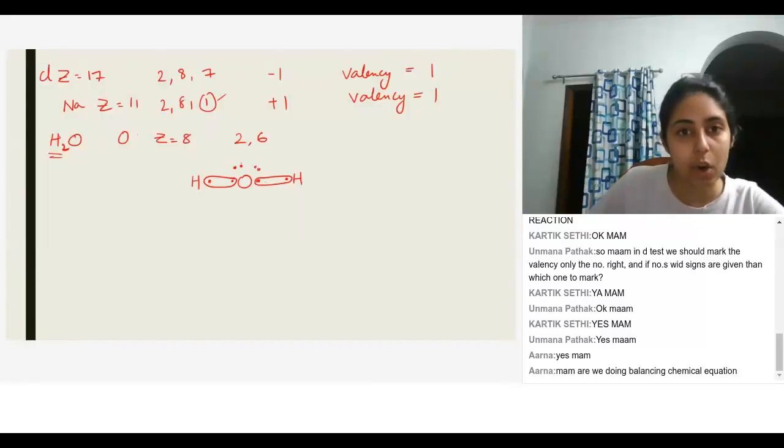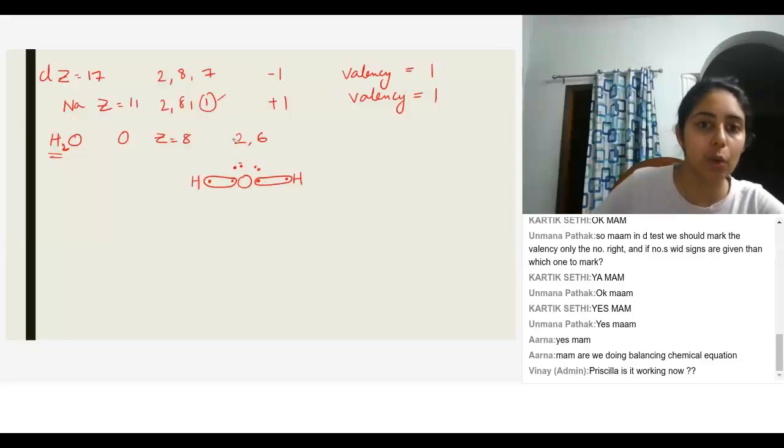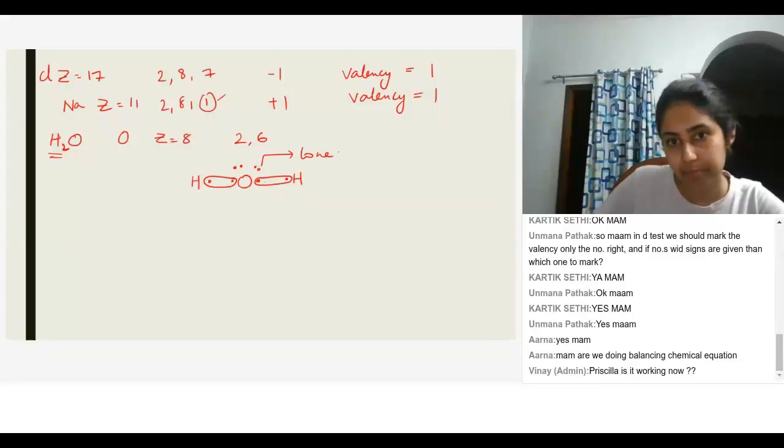And these are called lone pairs because they are not forming any bond. So these electrons are called lone pairs. Let me just write that down. These are called lone pairs, and these are called bond pairs.